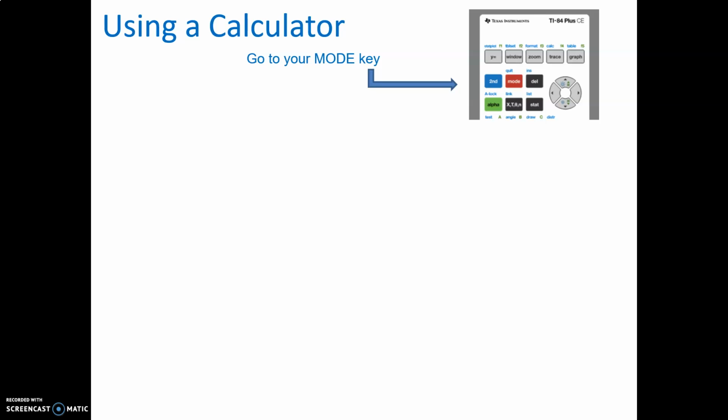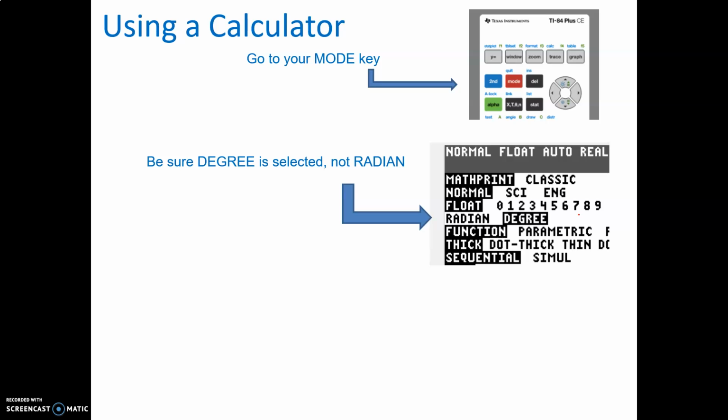You can also do this stuff on your calculator, but one thing you have to do first, and if you do this once, it'll stay like this until you change it. Go to your mode key, which is that red key there, and when you click it, this shows up, and over here, you get to choose radian or degree. So move your cursor over to degree and highlight that.